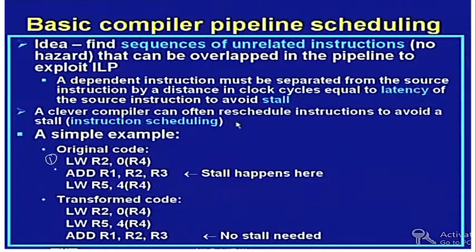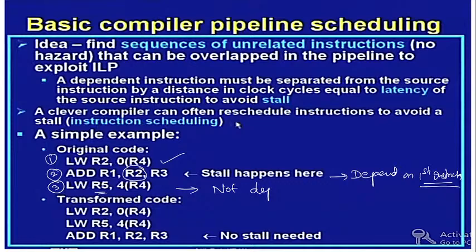So this is the first instruction, second instruction, third instruction. The first instruction will execute. The second instruction depends on the first instruction, because here it is taking the R2 value. Then the third instruction is not dependent. The registers are different, the operation is separate, so it is not dependent.